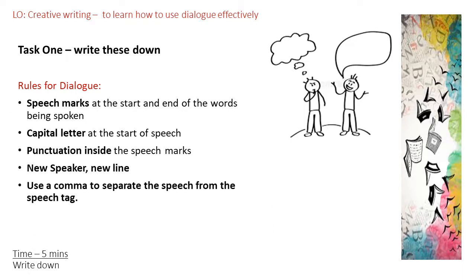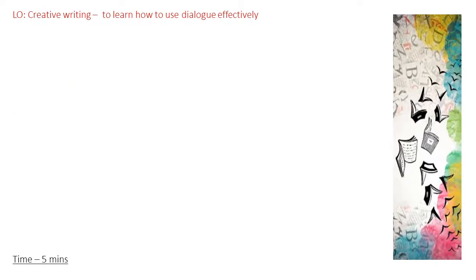Okay, so these are your key rules for dialogue. Speech marks go at the start and the end of words being spoken. There should always be a capital letter at the start of speech. Punctuation goes inside the speech marks. If there's a new speaker, you need to move on to a new line. You also need to use a comma to separate the speech from the speech tag. So please could you pause the video for about 5 minutes to write this down.